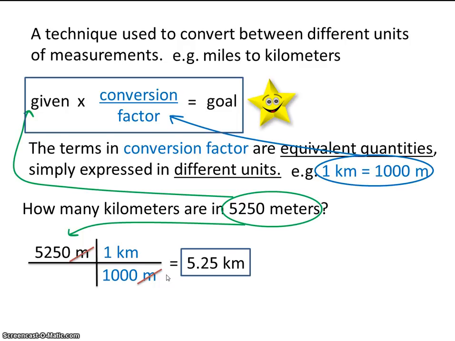Secondly, our conversion factor has to be equivalent quantities. Where students sometimes go wrong is they write a conversion factor in, but the terms are not equal to one another. So double check. Does 1 kilometer equal 1,000 meters? It does. And does the unit in the numerator cancel the unit in the denominator? It does. So the unit on our answer will always be the unit that's found in the top right.